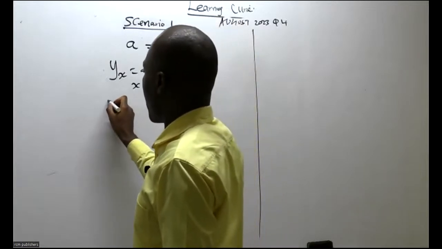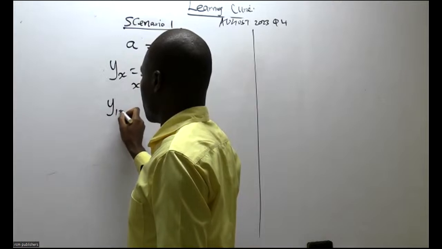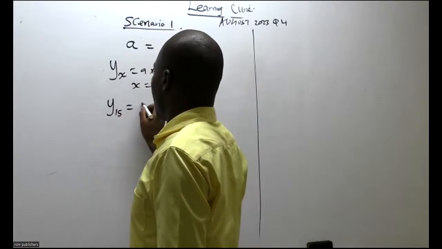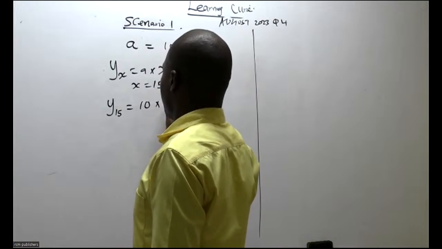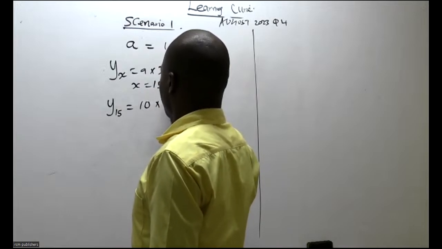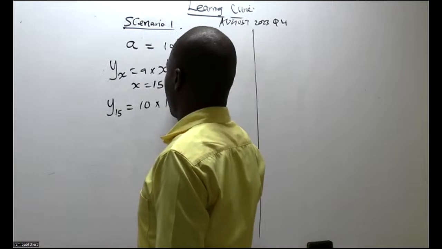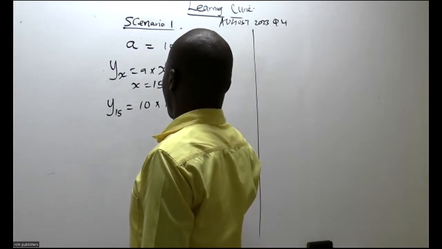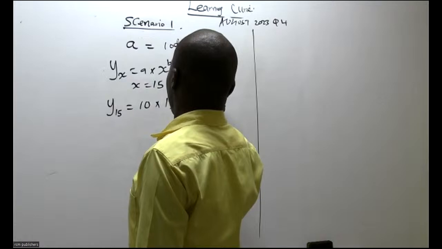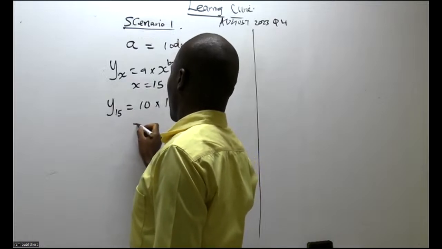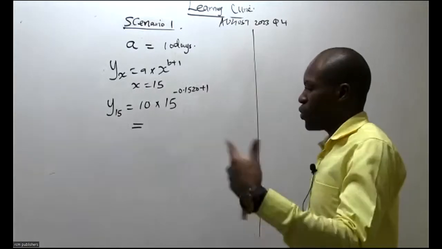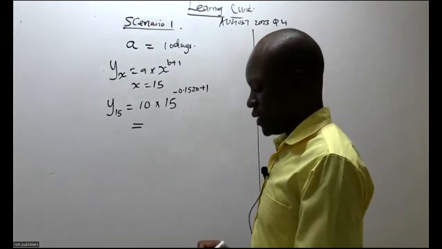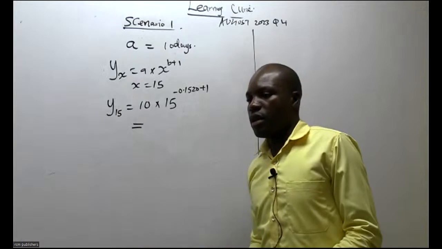So let's take Y, which is 15, equal to A, number of days to produce the first bus, times 15 raised power B plus 1. And our B is negative 0.1520 plus 1. Tukifanya hivyo, how many days do we have? Maybe to 1 decimal place will be okay. Number of days.